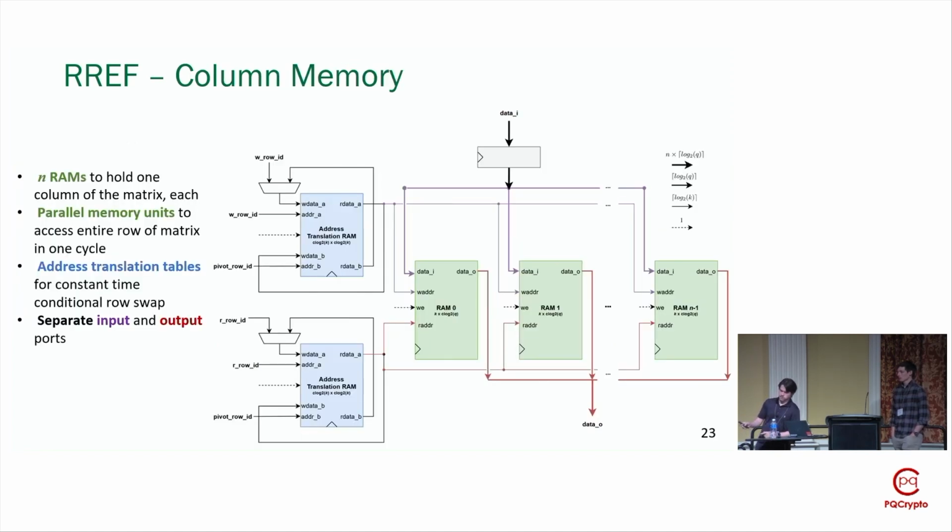So first, how do we store the matrix? Well, internally, we want to have access to an entire row of the matrix at one time. So we have n separate RAMs, each holding 1 column of the matrix. By having 1 column in each RAM, you can access an entire row in 1 cycle. So that gives us a parallel memory access. We use these blue highlighted address translation RAMs so we can do a row swap in 1 cycle by simply swapping where the translation table is pointing to. And then we have separate input and output ports here, so we can perform pipeline operations.